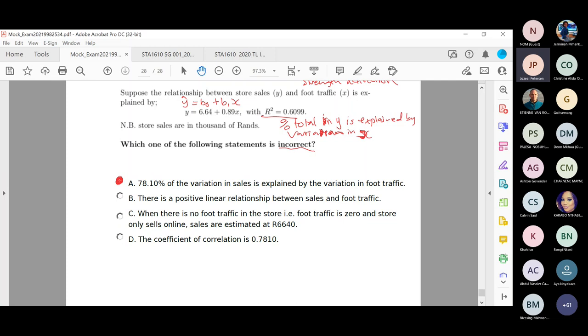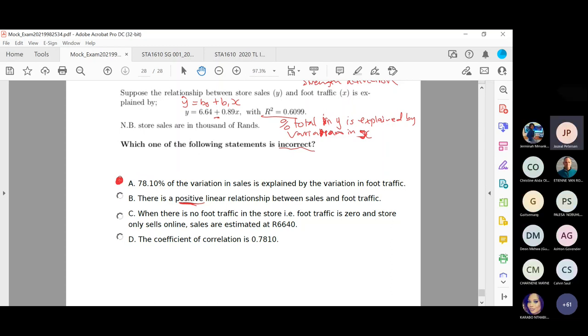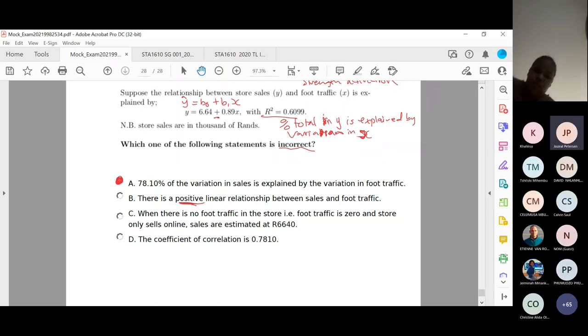So in terms of the slope, it's positive. So that is why that question says there is a positive linear relationship. When there is no foot traffic, remember, if your X value is equal to zero, so if we substitute this value with zero, therefore our estimated Y value in terms of sales will just be 6.64. It will just be that value because this won't exist if X is zero. And that is what they are saying here.